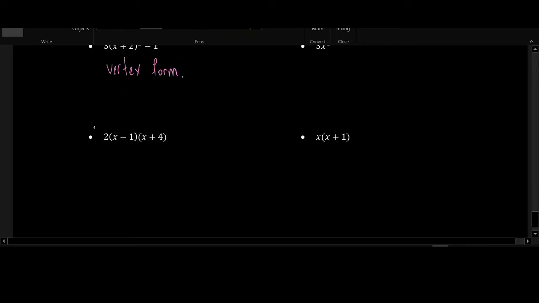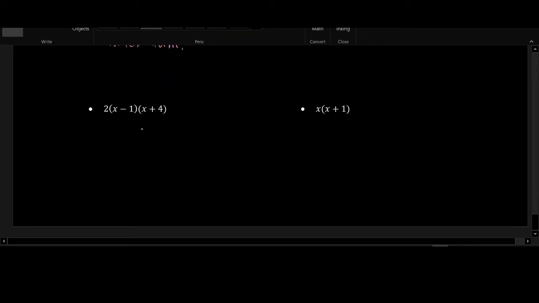Okay, what about this expression on the bottom left? 2 times the quantity x minus 1 times the quantity x plus 4. This expression is in factored form because it's been completely factored.